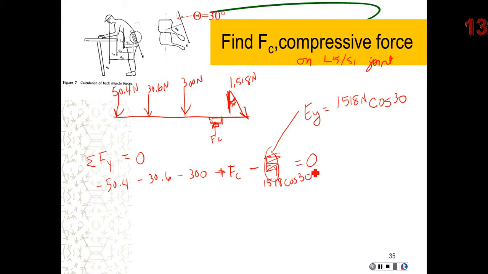Which means that if I just rearrange, doing my algebra here, FC is equal to 50.4 plus 30.6 plus 300 plus 1518 cosine 30. Plugging it into your calculator, that is equal to 1695.6 newtons.